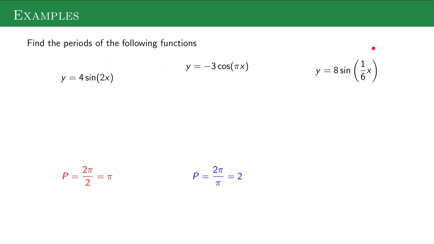And the last one, again, all that really matters is this number next to the x. So I'm going to do 2 pi divided by that 1/6. Dividing by a fraction, I can change it to multiplication of its reciprocal, and I get 12 pi. All right, so that's how we can find the period.